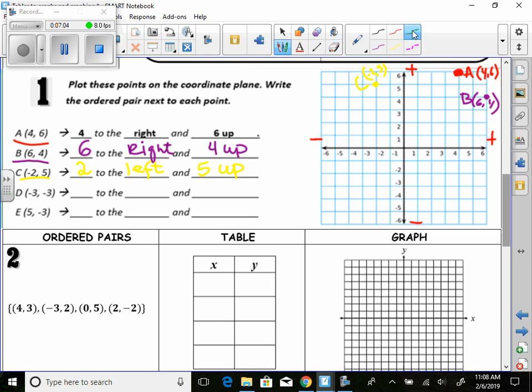My next point is D. Both values are negative, and I know my negative X and negative Y will end up in the third quadrant. So to plot this point, I would have to start at the origin, go 3 to the left, and then go 3 down. So 3 to the left and 3 down. That's where the point D will be.